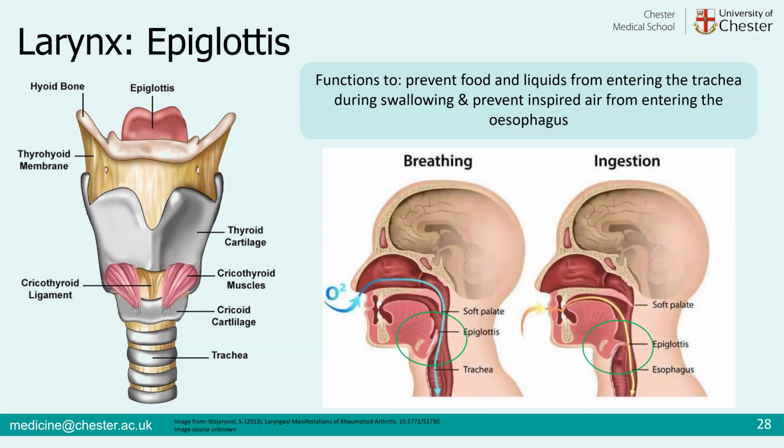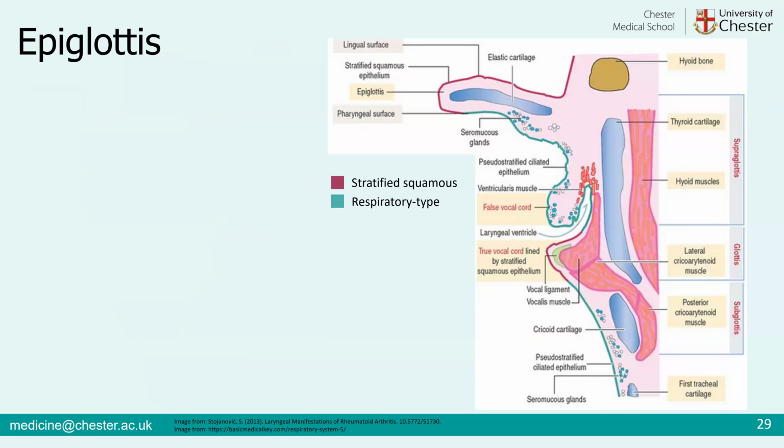So in breathing, we can see the epiglottis is in an open position, allowing air to come into the trachea, but as food is swallowed, it acts as a little flap to cover the top of the trachea to direct food down the esophagus, which sits posteriorly to the trachea, and make sure, hopefully, that it doesn't enter the trachea. We know the larynx has a bunch of other cartilage structures, but in terms of the mucosa, it's the epiglottis that we're discussing here.